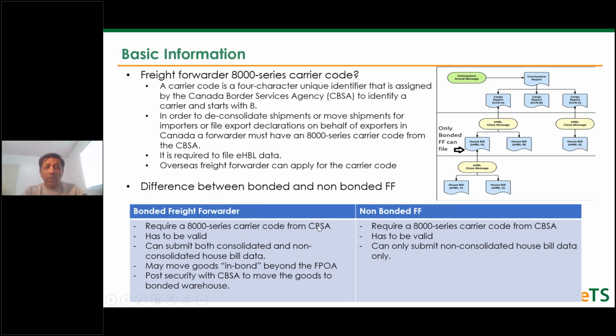And also as a bonded freight forwarder, you will be able to move the goods inbound beyond the first point of arrival. So if that particular shipment is coming to Montreal and it needs to go to Toronto, you will be able to move that shipment with your bonded freight forwarder code. But if it is non-bonded, then you have to release it at the Montreal first port of arrival itself.